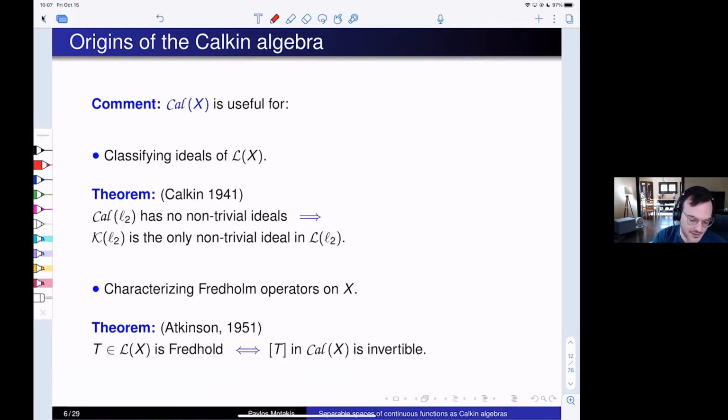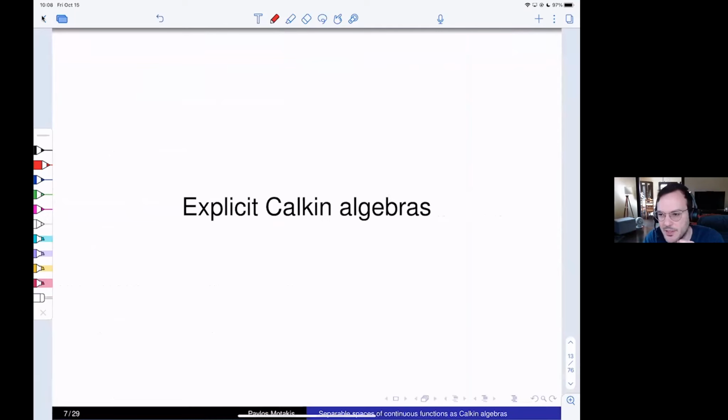So another way that the Calkin algebra has been used is to characterize Fredholm operators on any Banach space. If you start with an operator on a Banach space X, then it's going to be Fredholm if and only if its image in the Calkin algebra is invertible. If you want to remember what a Fredholm operator is, it means that it's an isomorphism between subspaces of finite codimension. So you take a subspace of finite codimension in X, and if it maps it isomorphically to a subspace of finite codimension, then this is a Fredholm operator. Okay, so this is how it has been used classically.